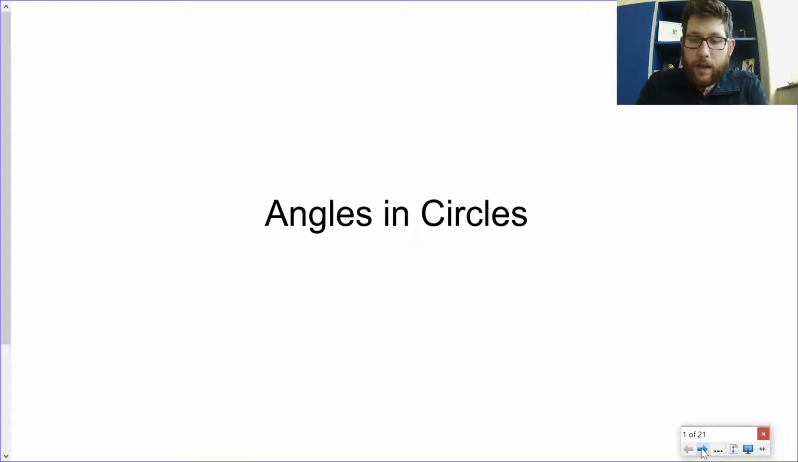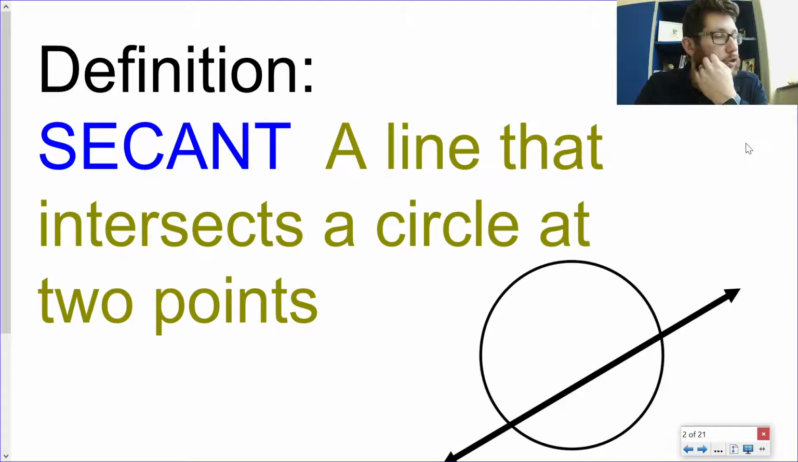So let's move forward here. Two definitions we need to talk about before moving forward. First one is a secant. So we talked about a chord. A chord has two endpoints on the circle. The line cuts across the circle. A secant is a line that intersects a circle at 2 points. So a secant doesn't just end. Really the difference between a secant and a chord is that a chord is a segment that ends on the circle, whereas a secant is a line that continues on in either direction. Okay, so it's a line that intersects the circle at 2 points.